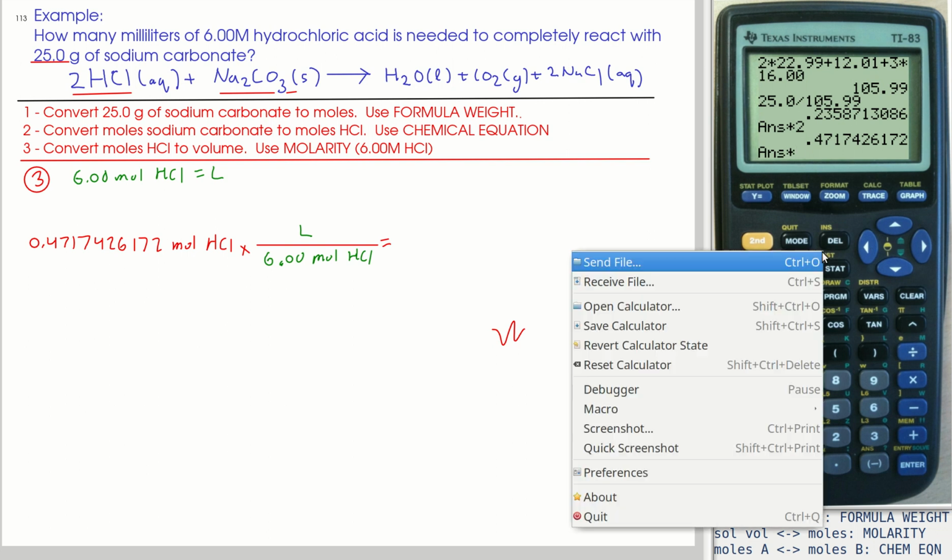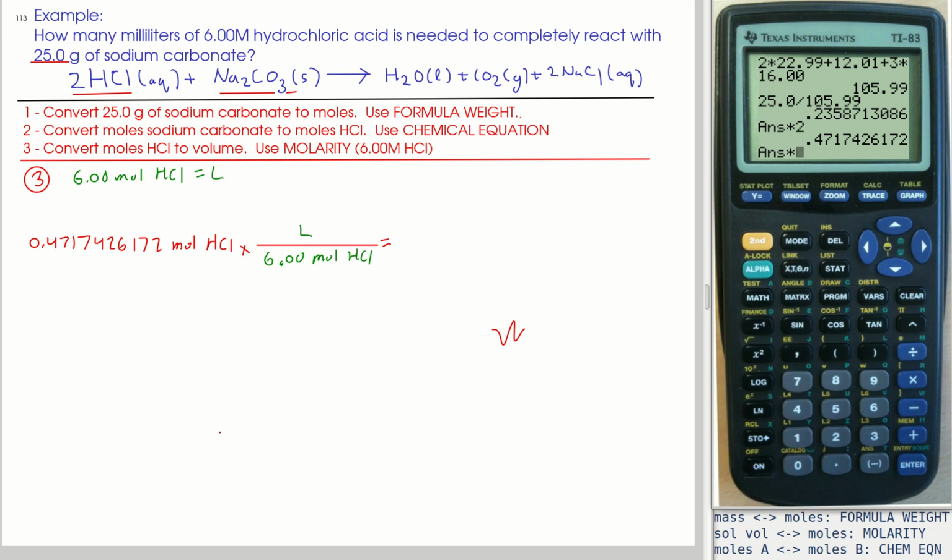Let's see, your calculator is not responding, so you might need to restart the calculator really quick.